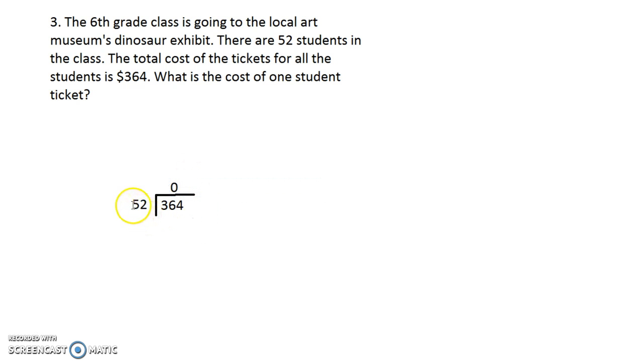So 52 times 0 would give me that. I'll go through the whole long division. 52 times 0 equals 0, right? And then I'm going to do my subtraction. 36 minus 0 equals 36. Ignore these little dots. I'm going to bring down my 4. So it becomes 364. So it's basically starting from square one, right? So we have to figure out how many times can 52 go into 364.